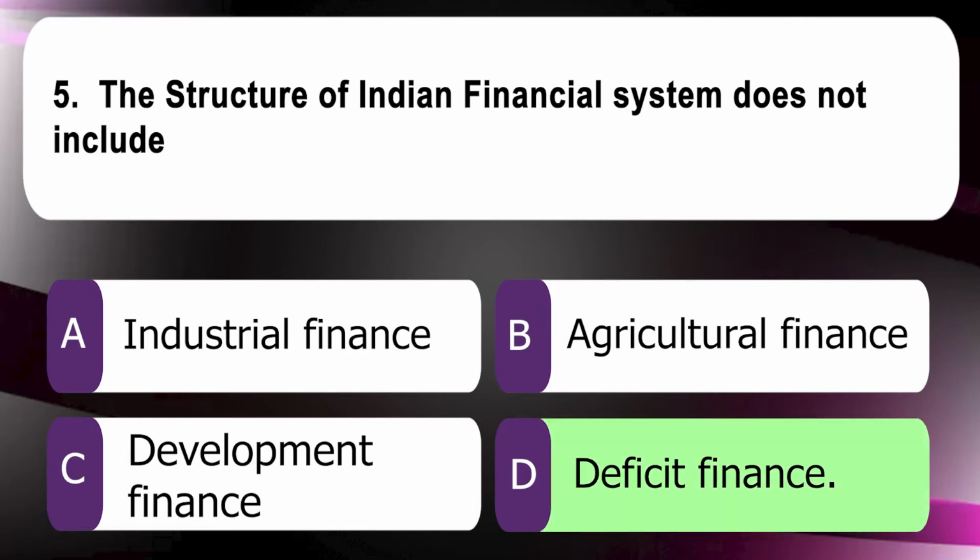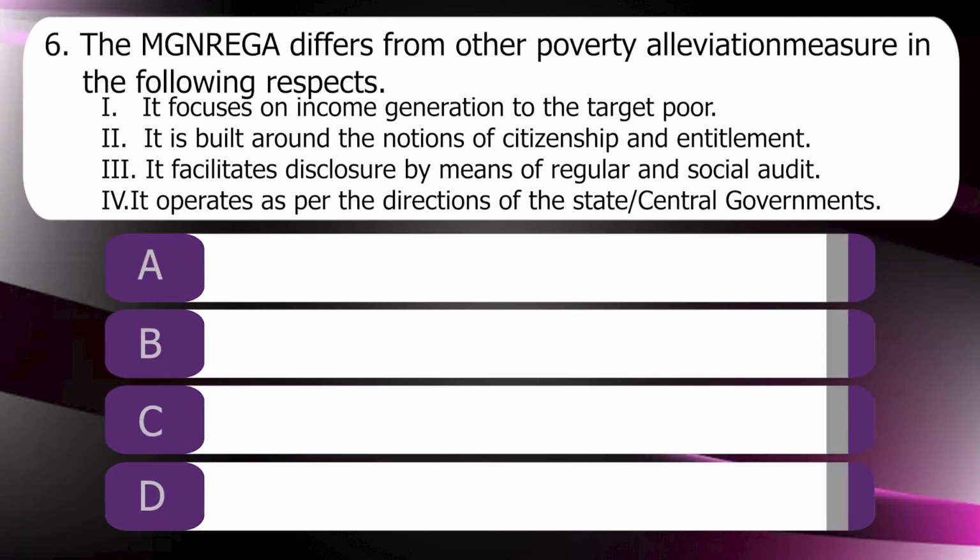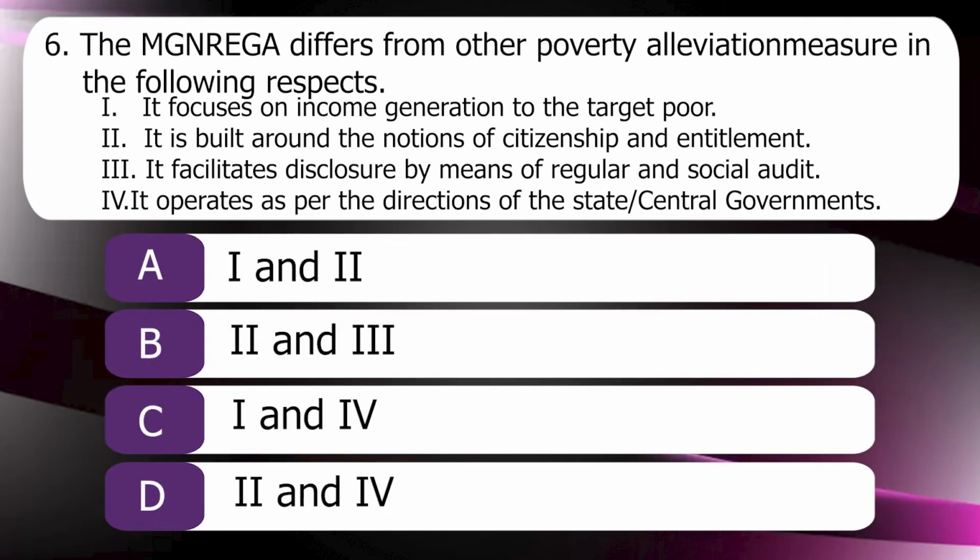Deficit finance. Sixth question. The MGNREGA differ from the poverty alleviation measures in the following respects. 1. It focuses on income generation to the target poor. 2. It is built around the notions of citizens and entitlement. 3. It facilitates disclosure by means of regular and social audit. 4. It operates as per directions of state and central governments. A. 1 and 2, B. 2 and 3, C. 1 and 4, D. 2 and 4. The correct answer is B. 2 and 3.